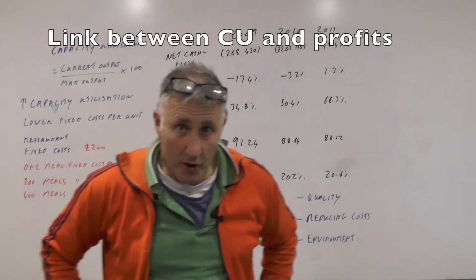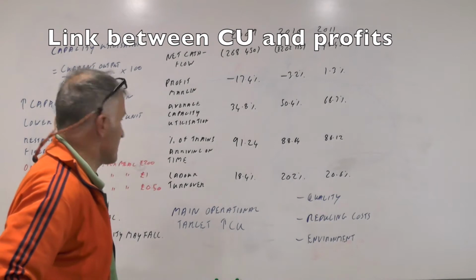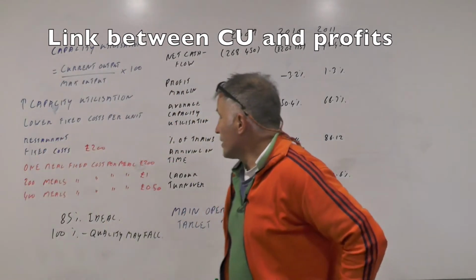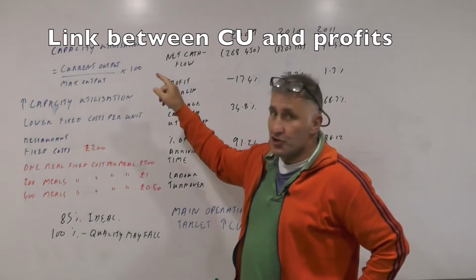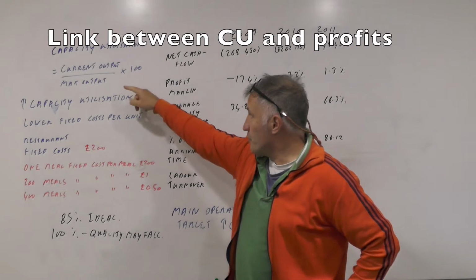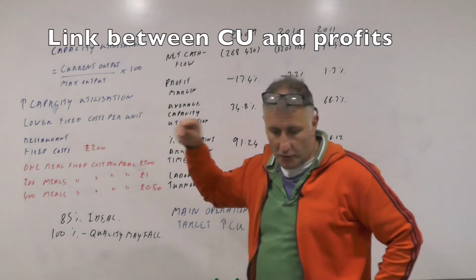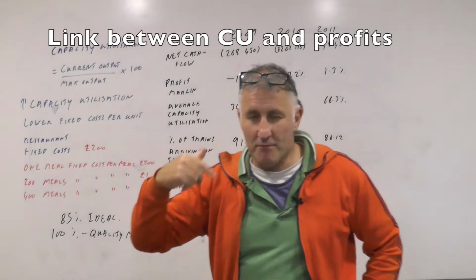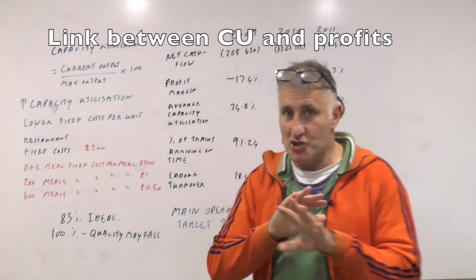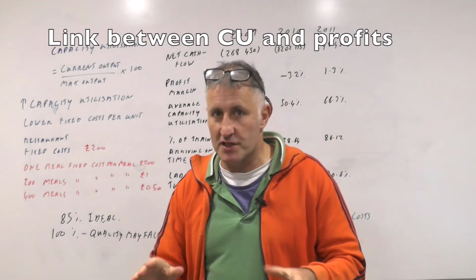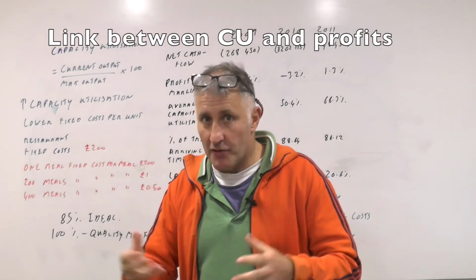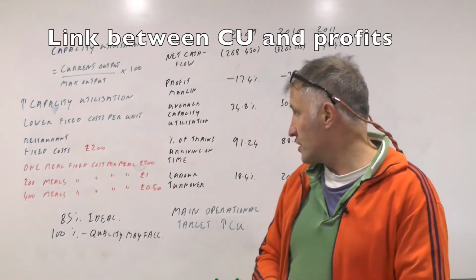Okay, this is number 8 here, and this is capacity utilisation. Now, capacity utilisation is, the definition is current output divided by maximum output times 100 over 1. If you have maximum capacity utilisation, that means you are using all of your resources at maximum output, therefore you really can't produce any more goods.